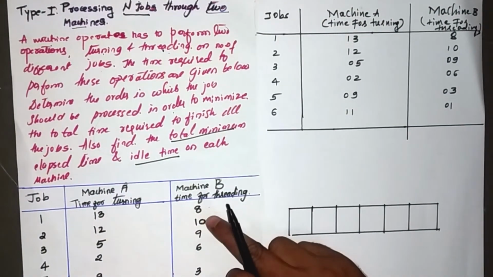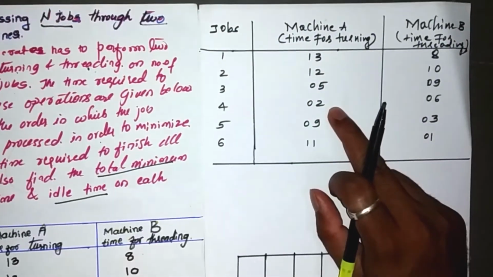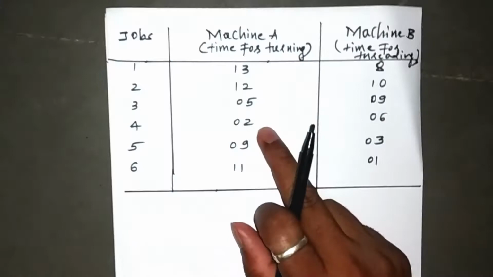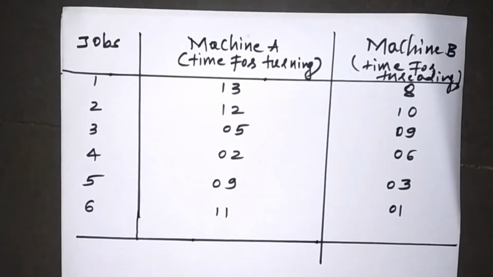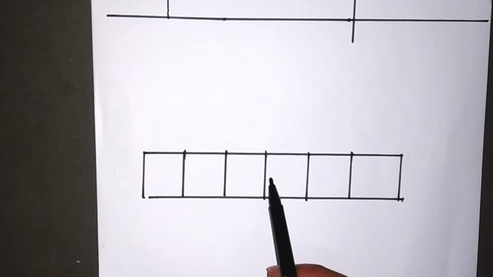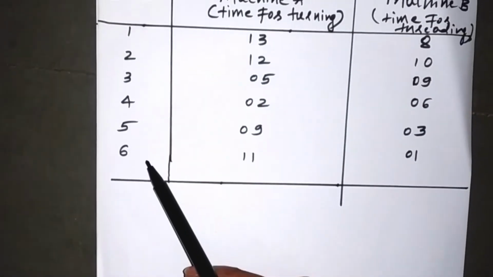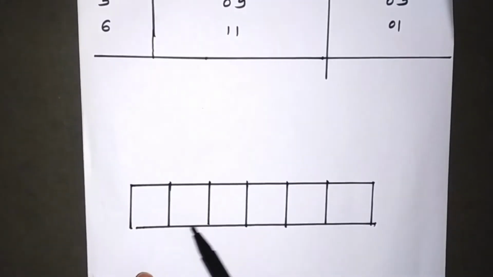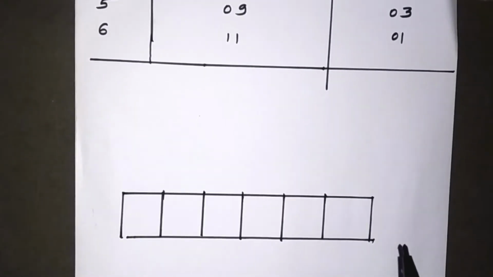We will go ahead and solve the problem. I have rewritten the table here. Now the first step is to find out the optimum sequence. For that, I have made a table here with boxes. The number of boxes depends on the number of jobs. We have 6 jobs, so I have made 6 boxes over here. In these 6 boxes, I am going to locate the jobs in a proper sequence.